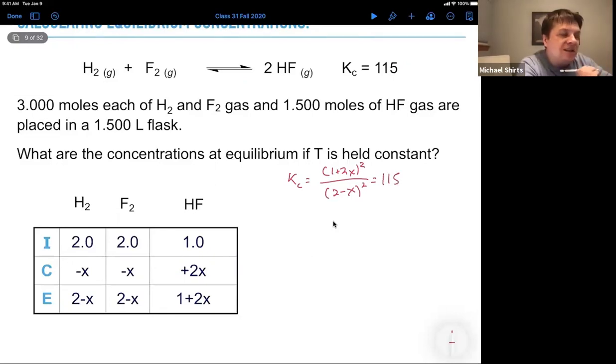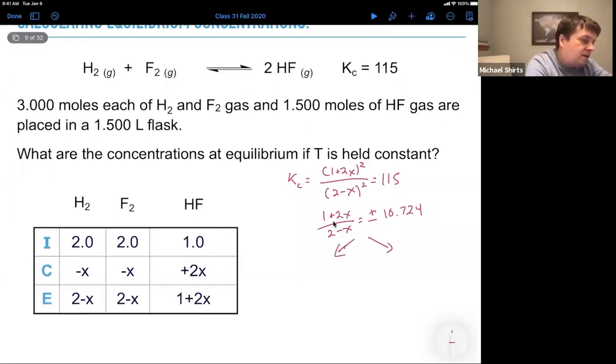So what I could do is just take the square root of both sides. And what I get is 1 plus 2x over 2 minus x is equal to plus or minus, since we're taking a square root, 10.724. And then I have two equations that I have to solve. One is 1 plus 2x divided by 2 minus x equals 10.724. And the other is 1 plus 2x divided by 2 minus x equals minus 10.724.